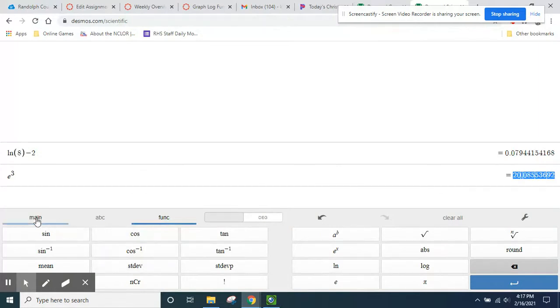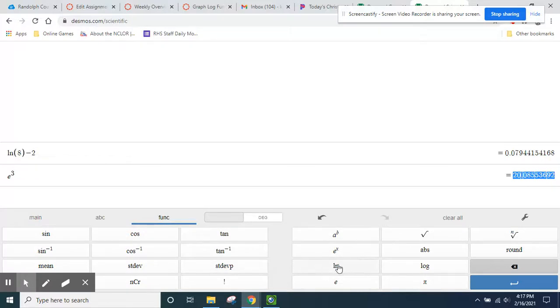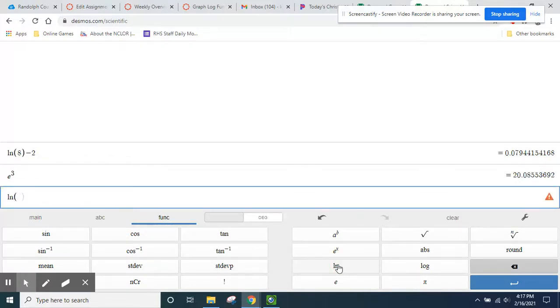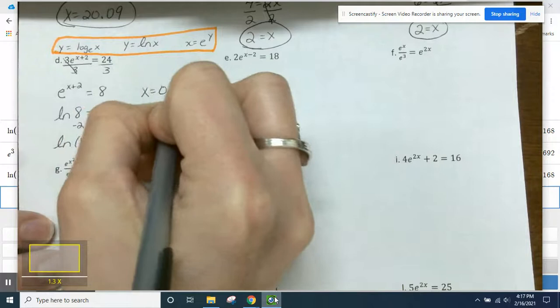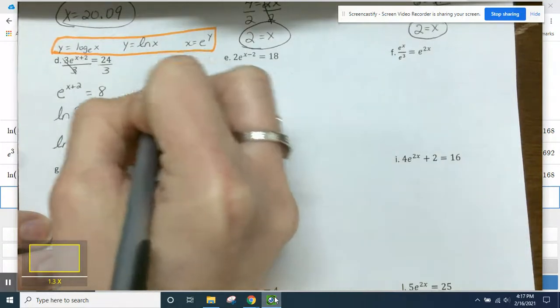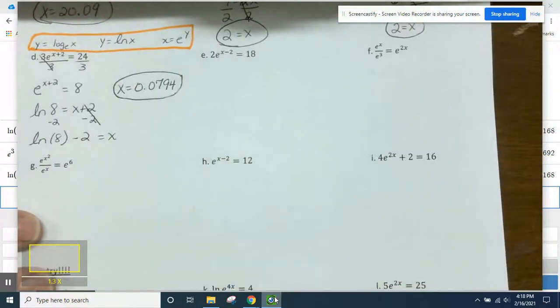So, in case you're on main, you need to go to function, FUNC, and then right over here is your LN button. So the natural log of 8 and then minus 2. All right, we get 0.0794. So let's just put that, 0.0794. So we get x equals 0.0794. Since I didn't give you any specifications on how to round it, we'll just do 4 decimal places there.